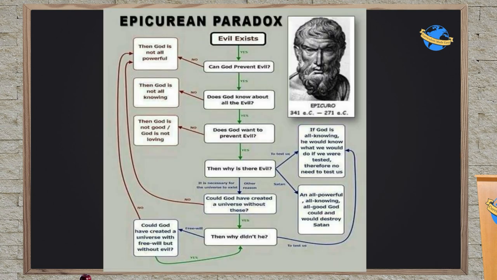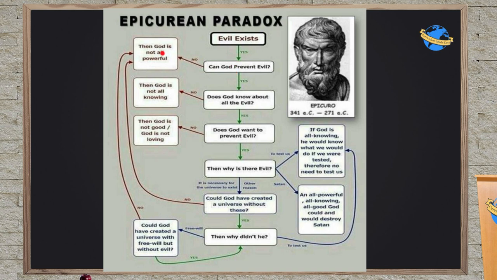Another very interesting facet of this philosophy is called the Epicurean paradox, where they're trying to explore this idea: if there's an all-powerful, all-knowing, and all-good God that rules everything, then how can evil exist, right? You go through this thought process, and you start to see some problems with that philosophy, right? If evil exists, can God prevent evil?